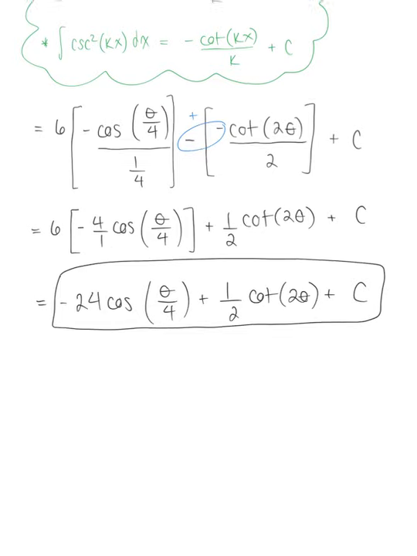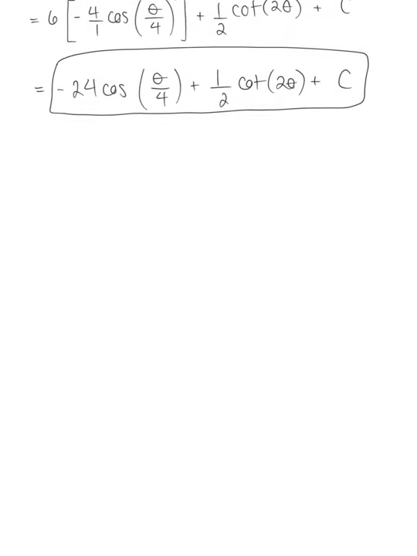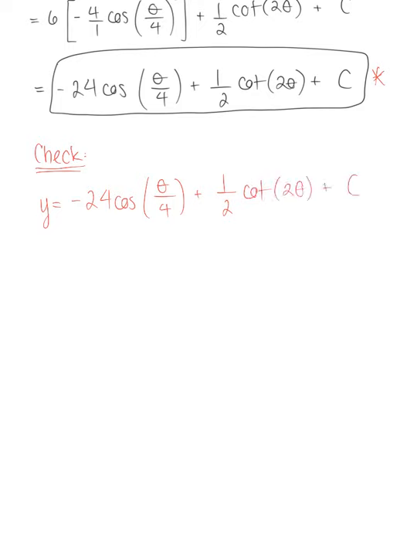And so as you're practicing, we should always take a moment to double check our work. So checking antiderivatives is straightforward, and all we need to do is differentiate the answer we just found. So let's go ahead and we'll let y here be equal to negative 24 cosine of theta divided by 4 plus 1/2 cotangent of 2 theta plus c. And now we'll differentiate with respect to theta.